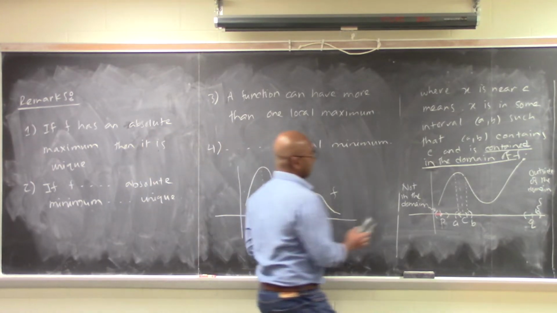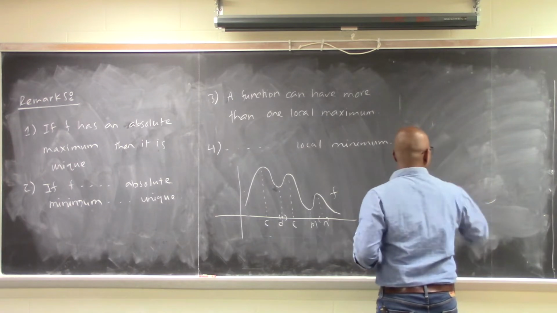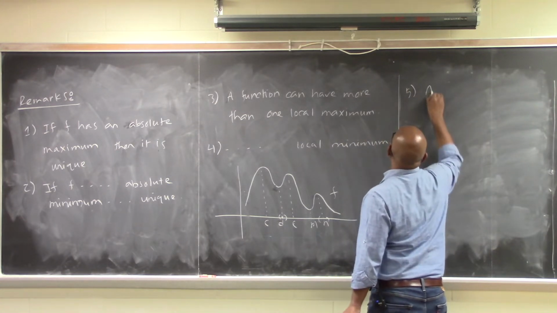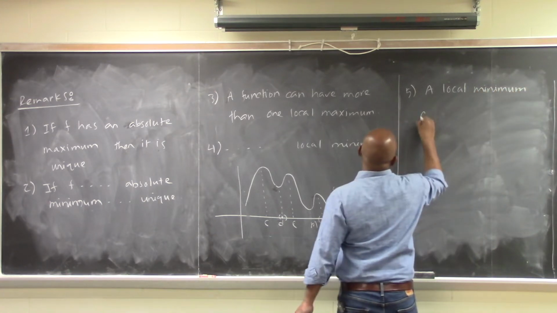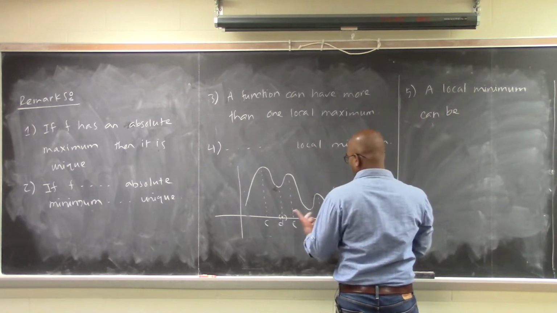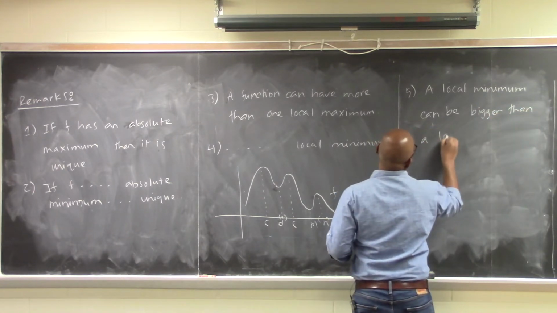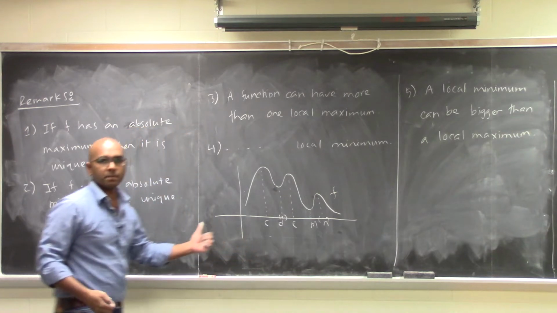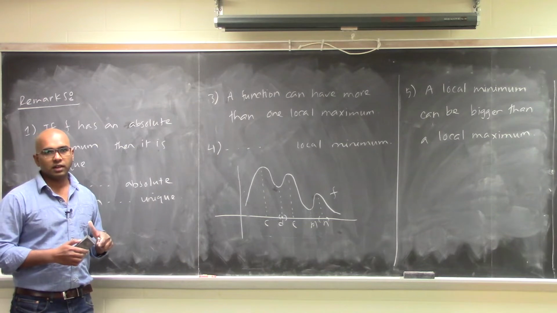Okay, so this is the last remark here. Number 5, a local minimum can be bigger than a local maximum. Okay, and this is an example of that. Does it make sense? So now that we know the definition of local and absolute extrema, let's solve a problem, okay?